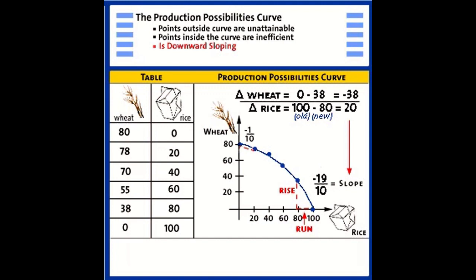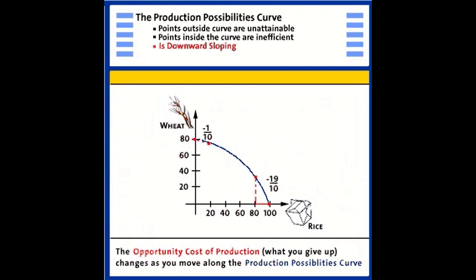And you can tell by looking at it. The slope of the curve is pretty flat up here near the vertical axis. As we move down the curve, the slope gets steeper and steeper as we approach the horizontal axis. Remember, the slope of the production possibility frontier is the opportunity cost of producing rice measured in terms of the wheat that you give up. So down here, the opportunity cost is very high, whereas up here, the opportunity cost is relatively low.